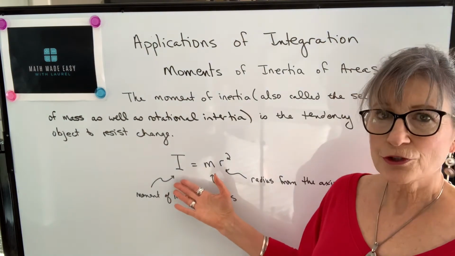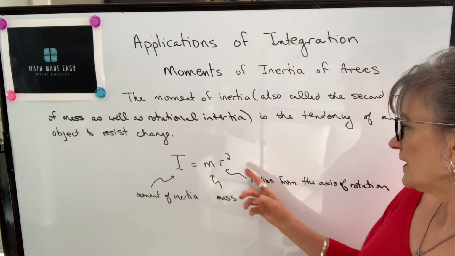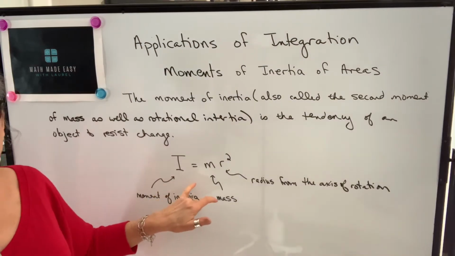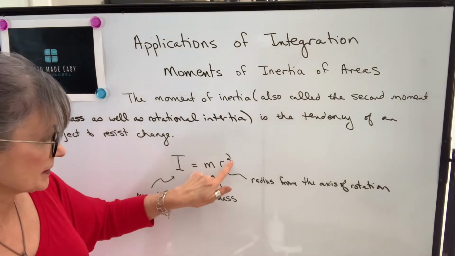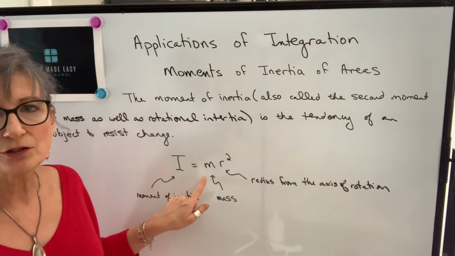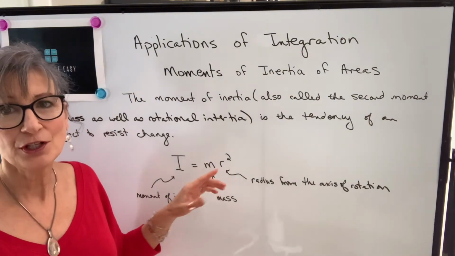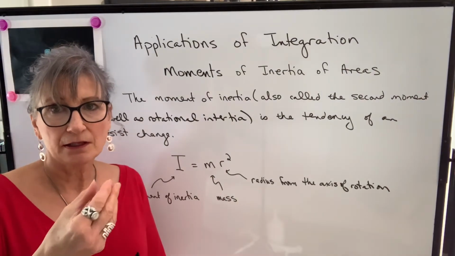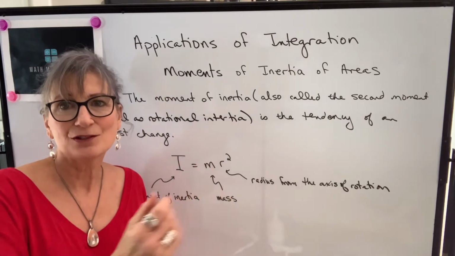So the moment of inertia is defined as a mass times the radius from the axis of rotation squared. Because the moment of inertia is a mass times a distance squared, usually the units that you'll see are kilograms times square meters. You might see other units as well, but you have to understand it's a unit of mass times a unit for distance squared.